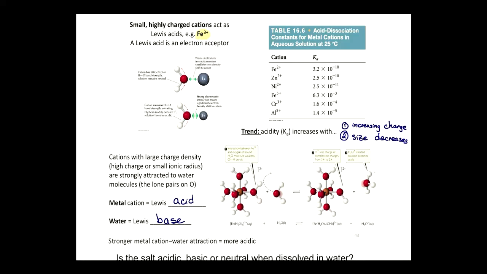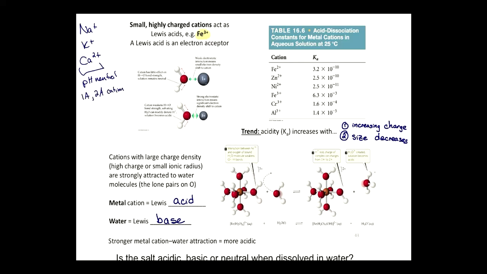So things like iron, nickel, chromium, aluminum, even silver, all of those are Lewis acids, versus things like sodium plus, potassium plus, calcium 2+. All of these are pH neutral. Because the rule is pH neutral cations are all group 1A and 2A cations.